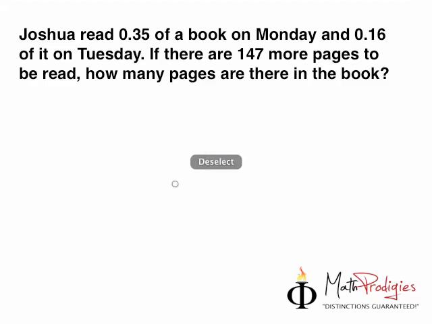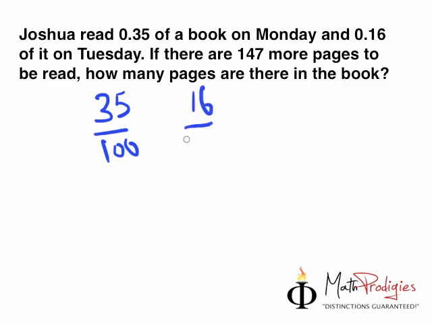Joshua read 0.35 of a book. Remember, 0.35 basically means 35 over 100. If there were 100 pages, that means he read 35 pages. He read this on Monday, and he read 0.16, which is 16 over 100 more of it on Tuesday. So if there are 147 more pages to be read, how many pages are there in the book?